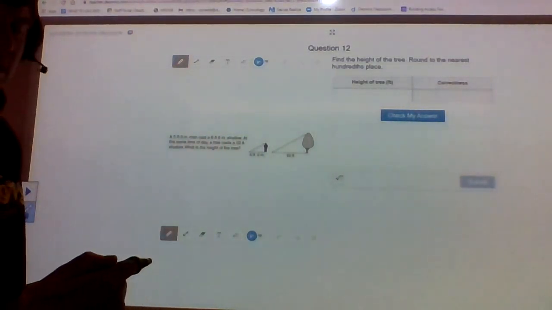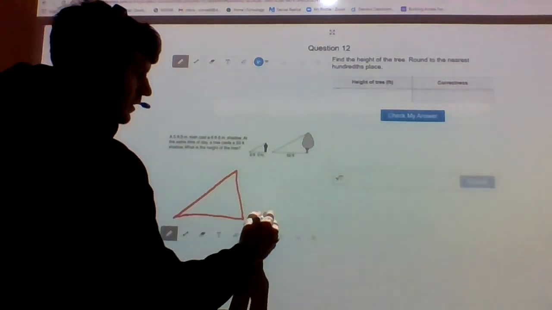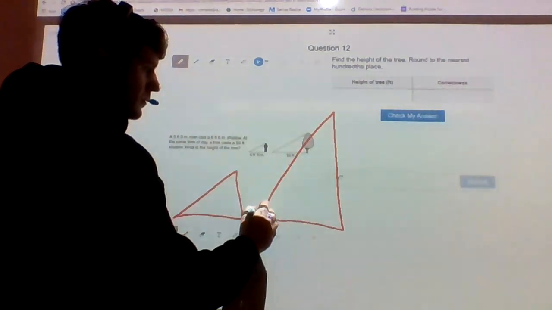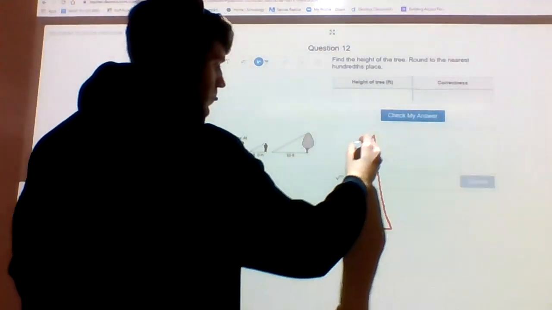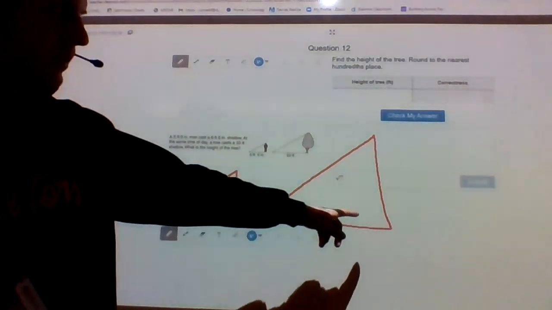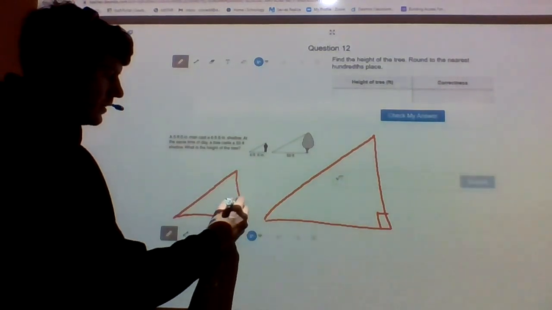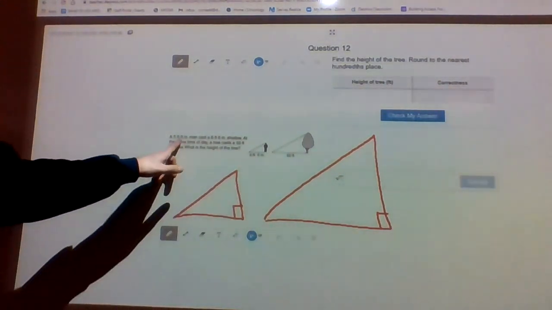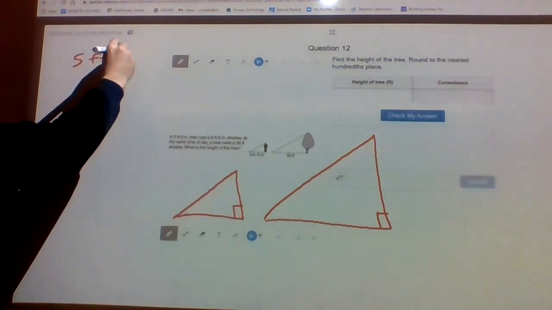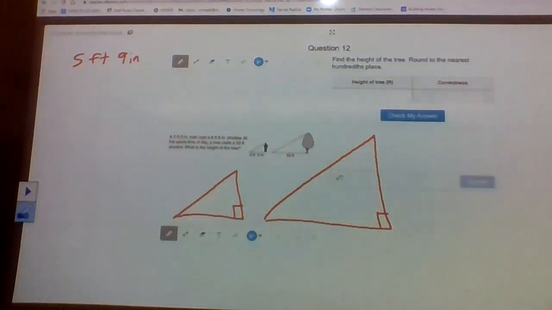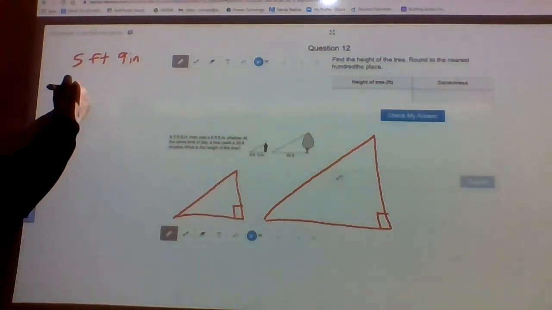Well, let me draw our triangles bigger so we can see them. So here's the first triangle, and then here's the second triangle. You have a tree here, standing at a right angle. You have a man, standing at a right angle. The height of the man is 5 feet 9 inches, so I'm going to put that over here. And he casts a shadow that is 6 feet 6 inches. I'm going to put that over here as well.